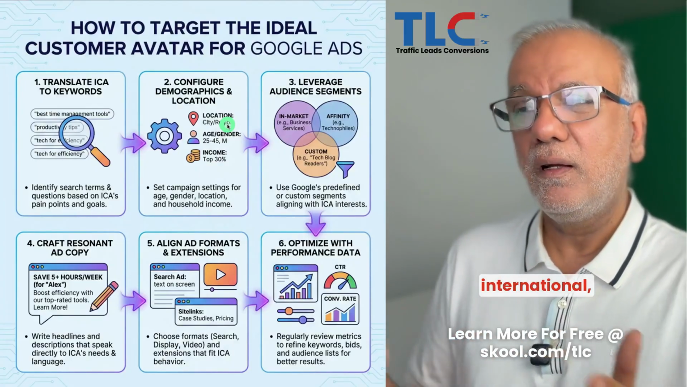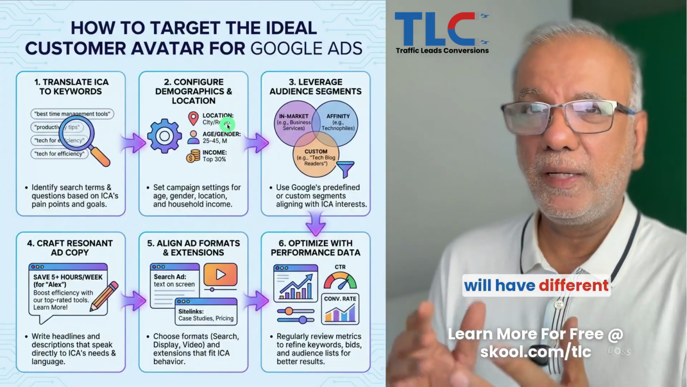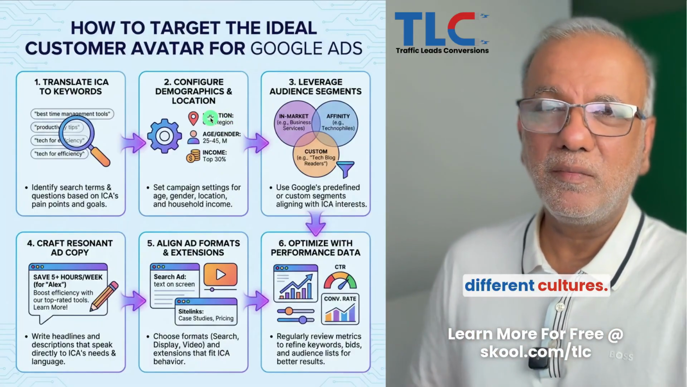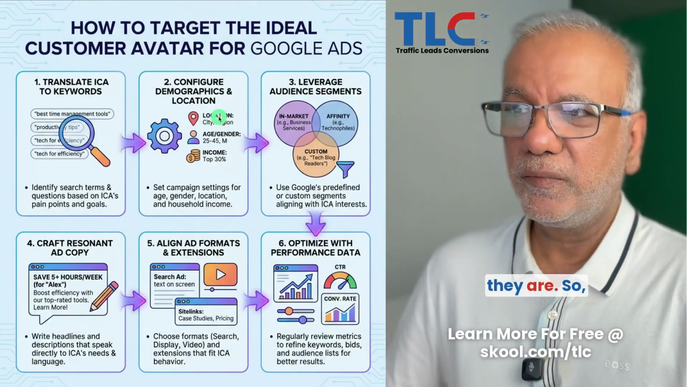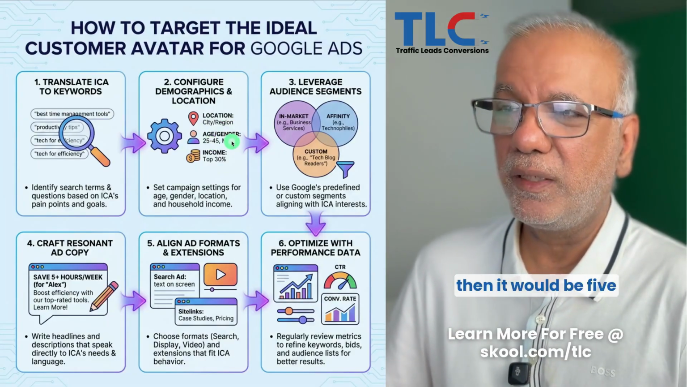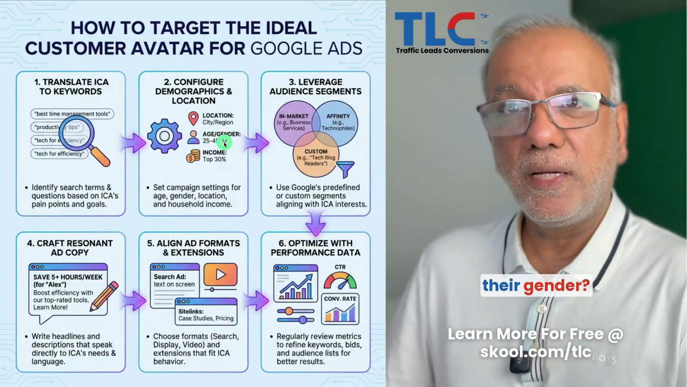And if it's international, make sure that you know which countries, because every country will have different languages, different habits, different cultures. You know what I mean. So work out where they are. So if it's local and you just serve local customers, then it would be a 5 to 10 mile radius around you. What's the age and the gender?